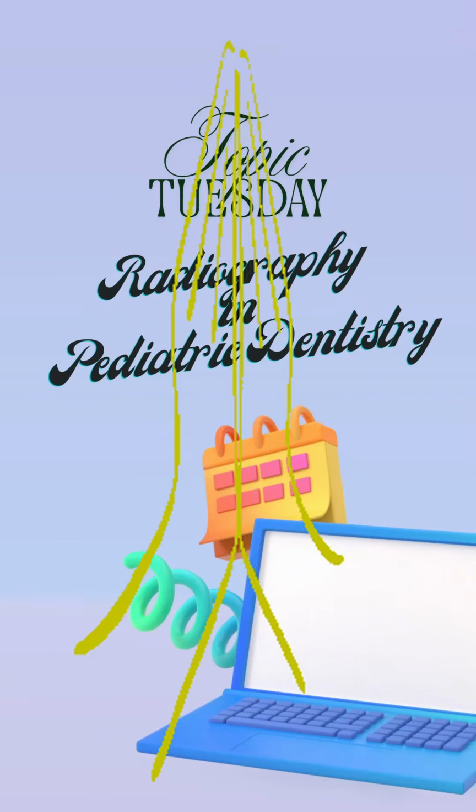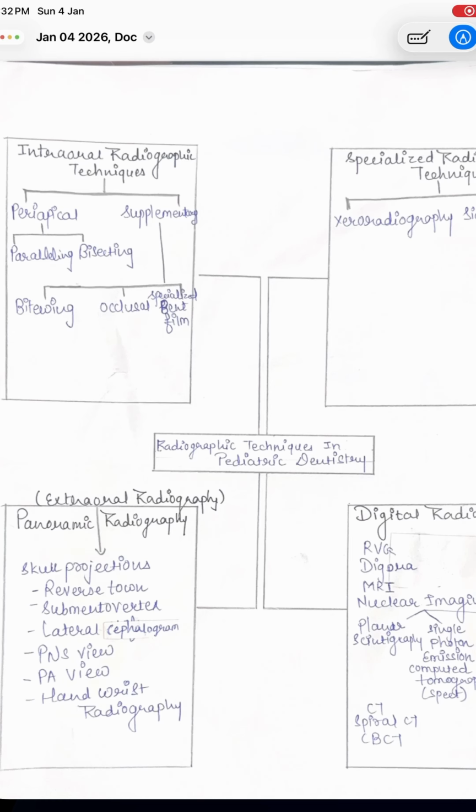Welcome to Topic Tuesday. Topic is Radiography in Pediatric Dentistry Part 2, and today we will talk about radiographic techniques. Four types of radiographic techniques are used in pediatric dentistry: intraoral radiographic technique, specialized radiographic technique, extraoral radiography, and digital radiography.